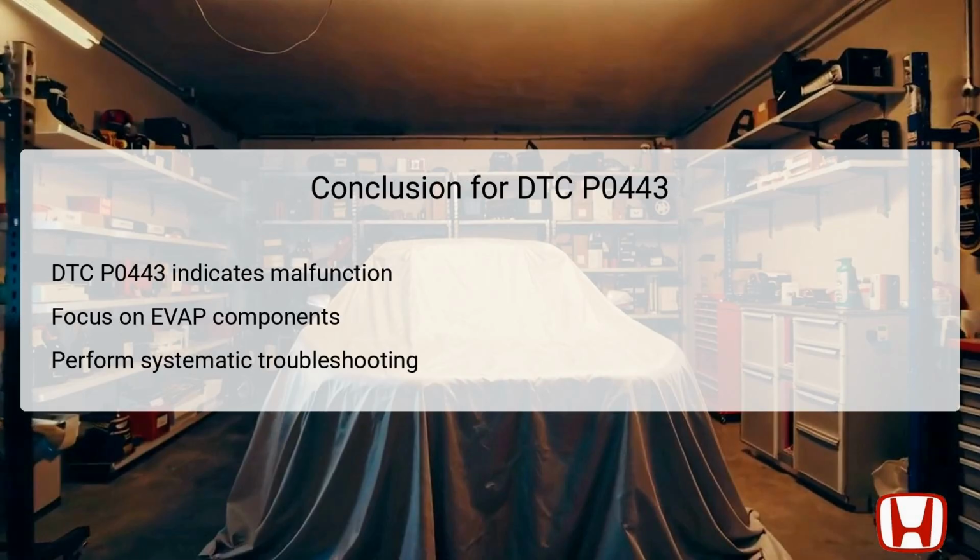In conclusion, the DTC P0443 signifies a malfunction within the EVAP canister purge valve circuit. Addressing this issue effectively requires a systematic approach to troubleshooting, beginning with confirming the vehicle's operating conditions and proceeding through component inspections. Attention should be on both the EVAP canister purge valve and associated wiring, including the PCM.